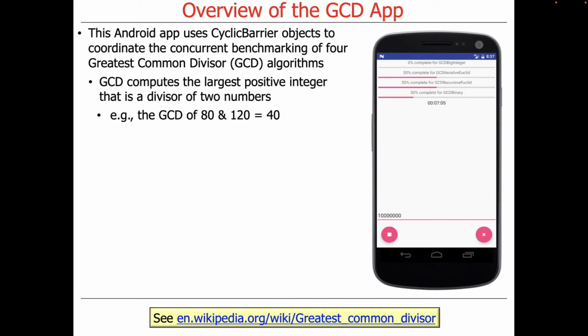And you probably know what a GCD is by now. It computes the largest positive integer that's a divisor of two numbers. So the greatest common divisor of 80 and 120 is 40.